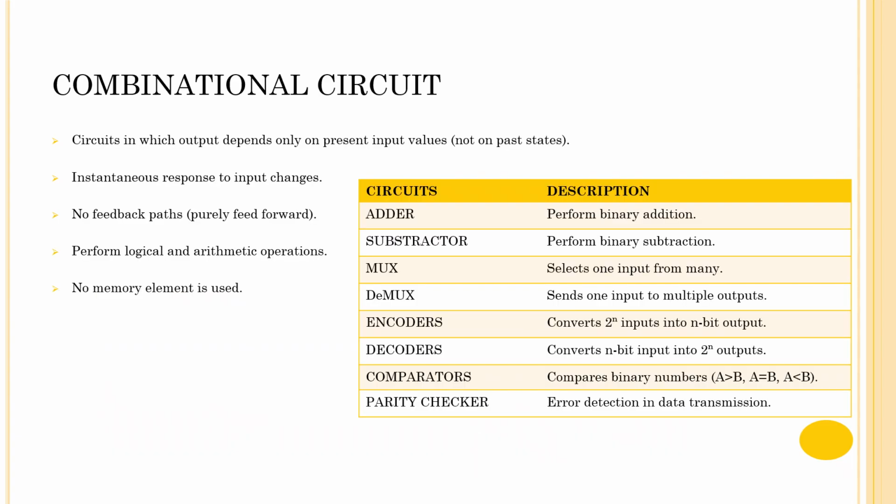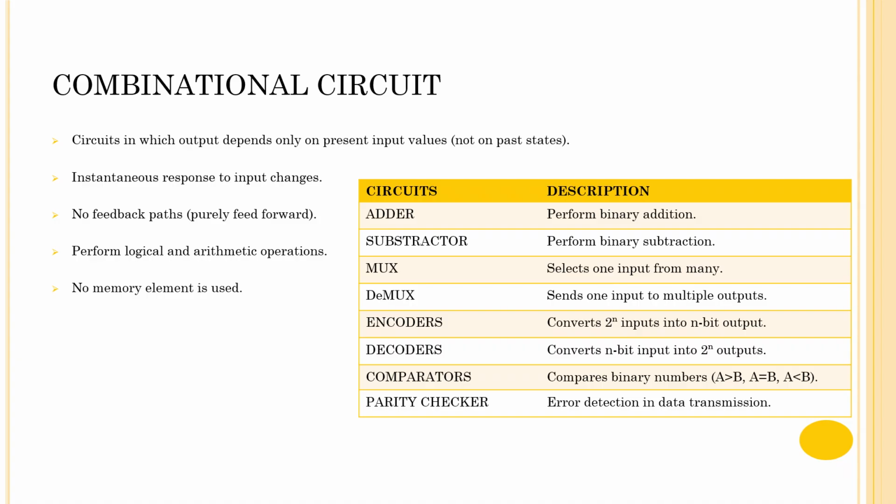Now, let's talk about combinational circuits, the logical brain of every digital system. These are circuits where the output depends only on the present inputs, not on any past history. In simple terms, there is no memory and no feedback path, it's purely feed-forward logic. Combinational circuits perform both logical and arithmetic operations using basic logic gates like AND, OR, NOT, NAND, NOR, XOR, or XNOR. Every time the input changes, the output updates instantly. There is no delay caused by memory or clocking.